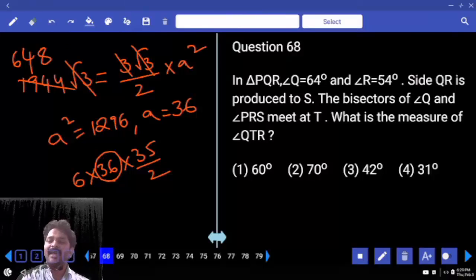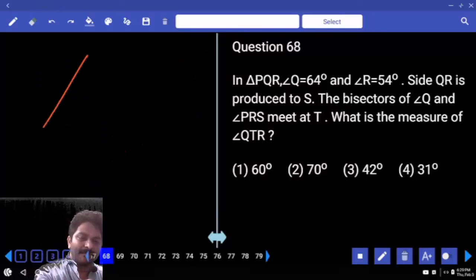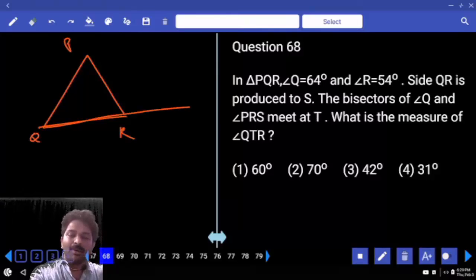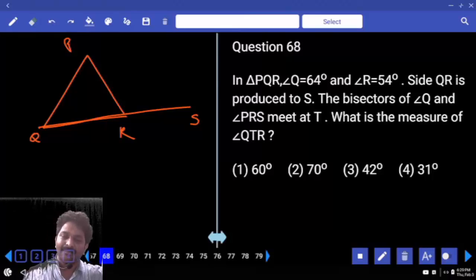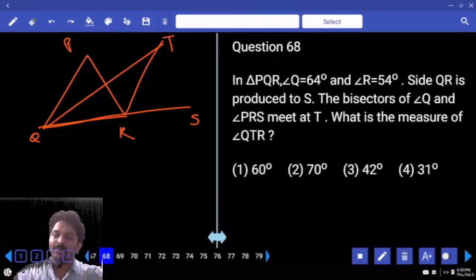In triangle PQR, angle at Q is 64, angle at R is 54. The side QR is produced to S. Okay, first let's write this. P, Q, R. QR produced to S. The bisectors of angle at Q and angle PRS meet at a point T. This is T. What is the measure of angle QTR?